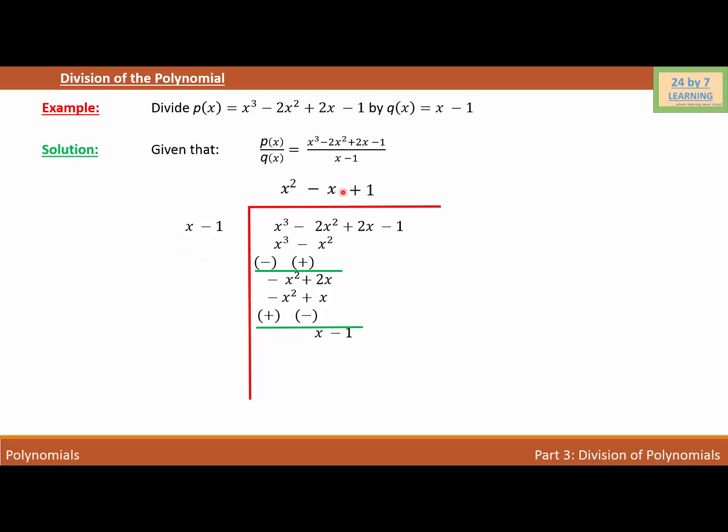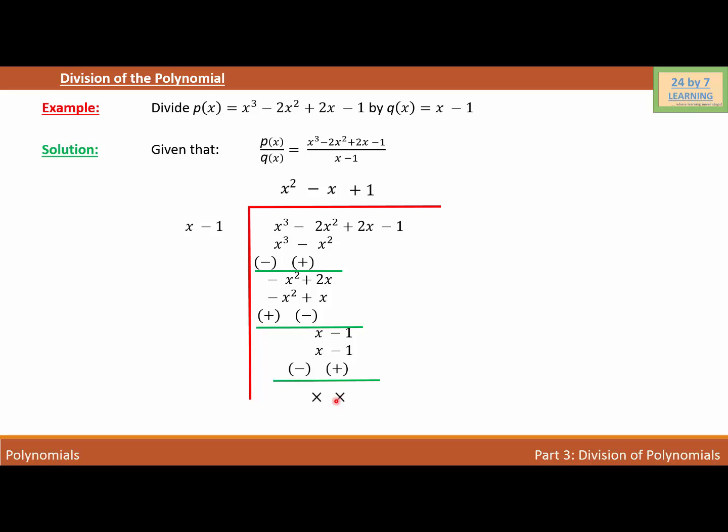So basically if we multiply by 1, we will get exactly the same expression over here, which is x minus 1. Now let's subtract, and if we subtract, this is positive, that will become negative, and this is negative, that will become positive. And let's add; when we add, this will be cancelled out and this will also be cancelled out. So basically we get the remainder as 0.